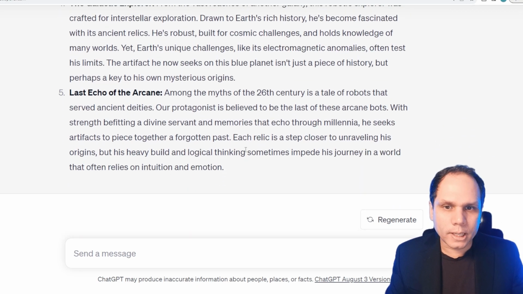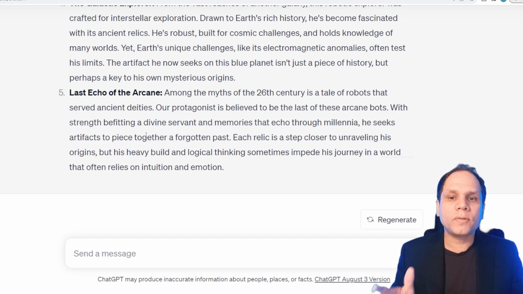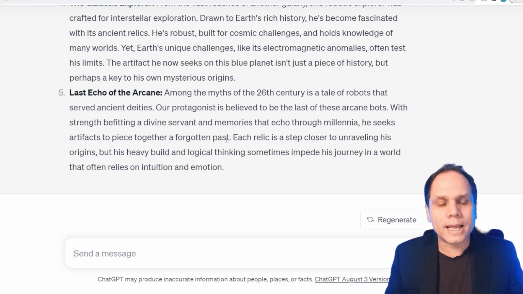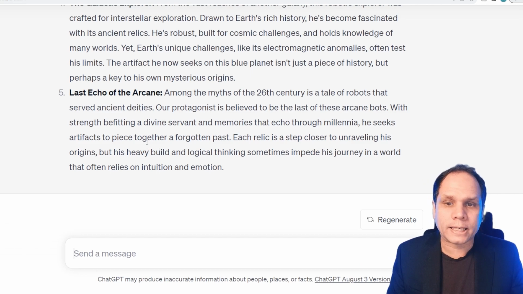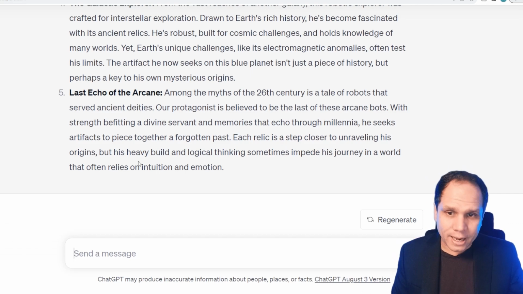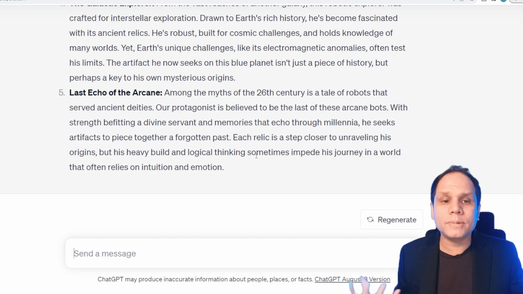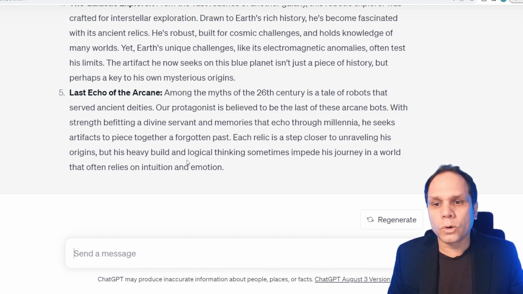I like the last one it came up with. It says, among the myths of the 26th century is the tale of robots that served ancient deities. Our protagonist is believed to be the last of these arcane bots. With strength befitting a divine servant and memories that echo through millennia, he seeks artifacts to piece together a forgotten past. Each relic is a step closer to unveiling his origins, but his heavy build and logical thinking sometimes impede his journey in a world that often relies on intuition and emotion.